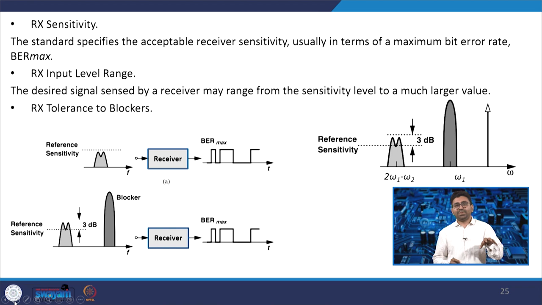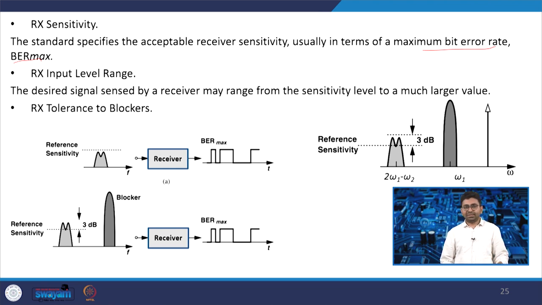You can also estimate the sensitivity of your receiver, because the wireless standard also specifies the maximum bit error rate, BER max, and you can estimate the sensitivity of your receiver when you are designing it. Another point is the receiver input level range, which can also be defined in the standard. The desired signal sensed by a receiver may range from the sensitivity level to a much larger value. So what is the range over which your signal will lie, from the lowest to the maximum?